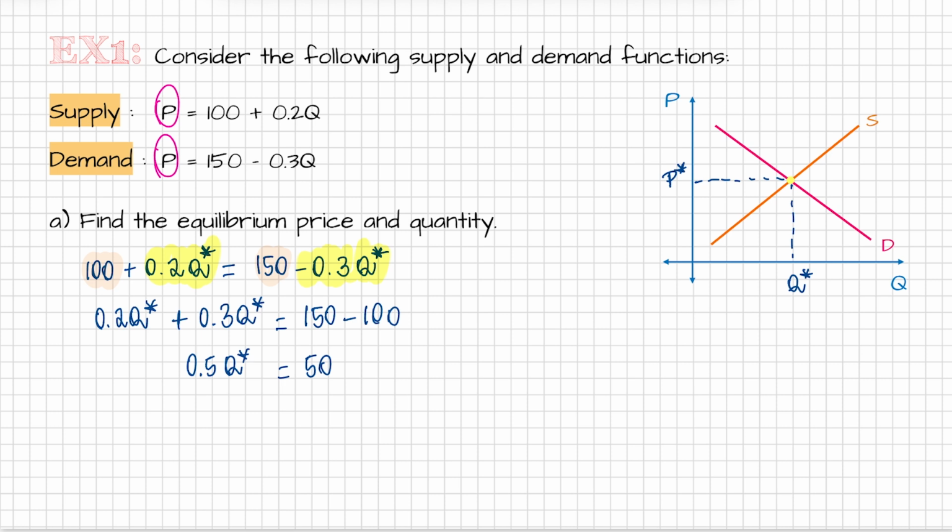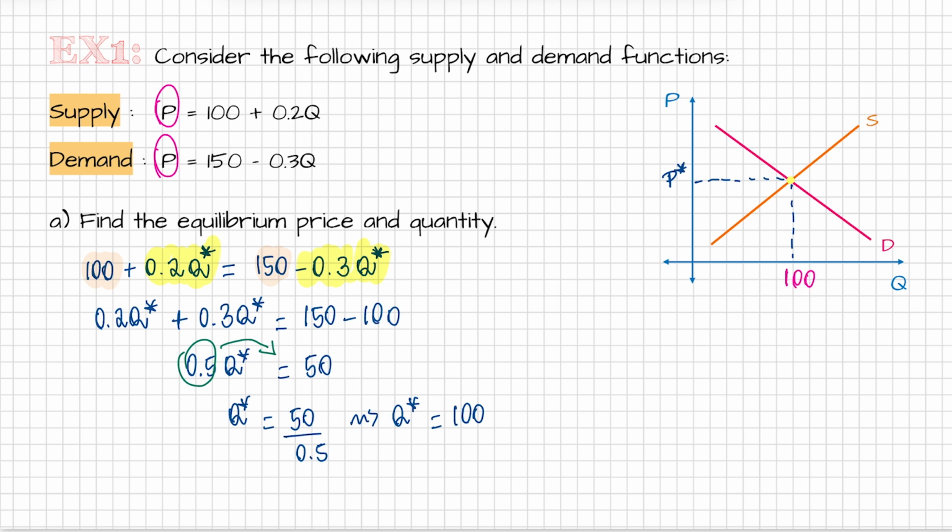To isolate Q star, we need to move 0.5 to the right side, since it is multiplying Q star, and we pass it to the right dividing 50. Q star is equal to 50 divided by 0.5. 50 divided by 0.5 is 100. Then Q star is equal to 100. This is the equilibrium quantity.